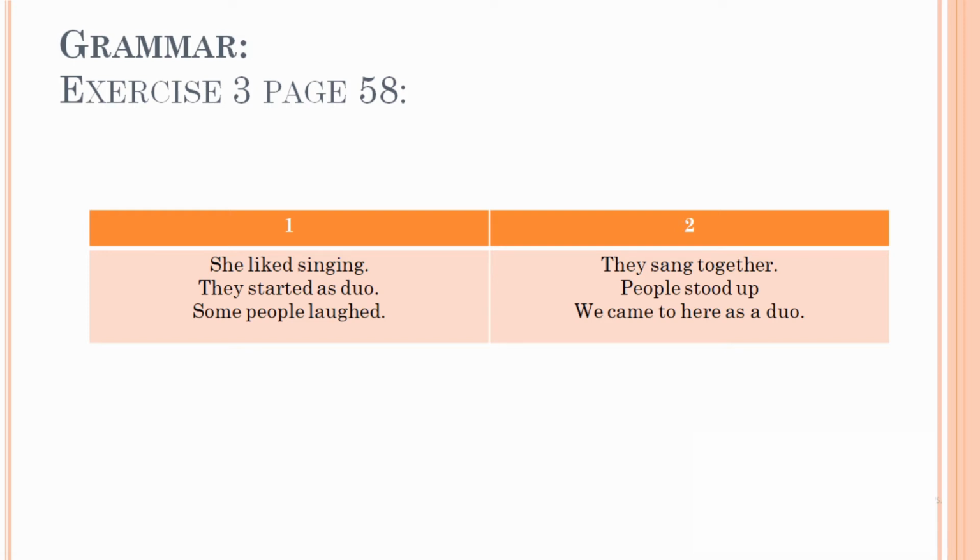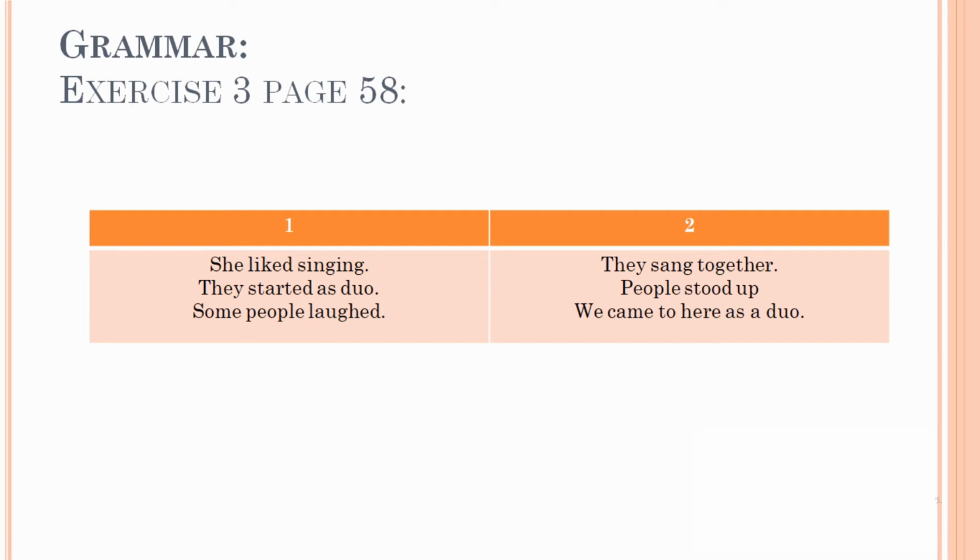So we have the first column and the second column, two different kinds of verbs. The first one is regular verbs, and the second one is irregular verbs. So we have liked, started, laughed, and on the second column we have sang, stood up, came. This is the difference between column 1 and column 2: the first verbs are regular verbs and the second ones are irregular verbs.